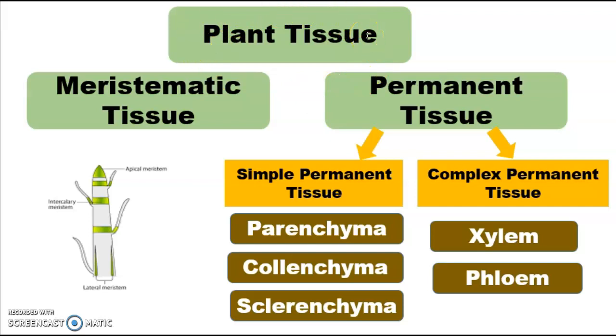Plant tissues are two types. One is meristematic tissues and other one is permanent tissue. Now permanent tissue is further divided into simple permanent and complex permanent. So first we talk about the meristematic tissues, and after that we will talk about the simple permanent tissues, which is parenchyma, collenchyma, sclerenchyma tissue, and complex permanent tissue, which is xylem and phloem. So let's begin with meristematic tissue.